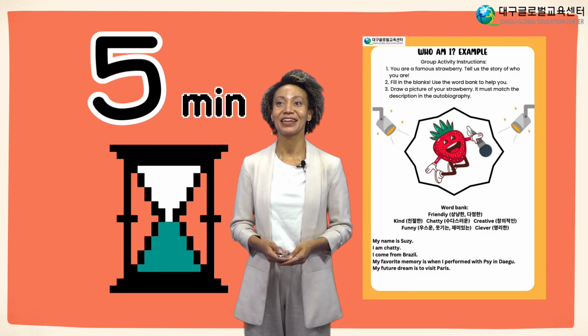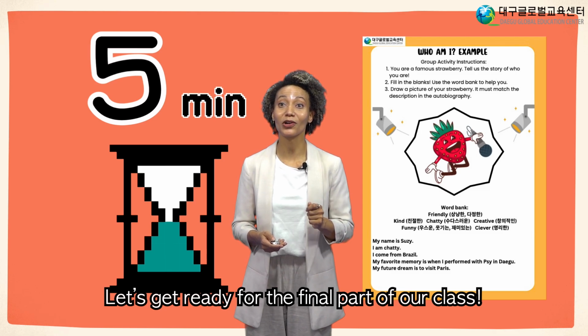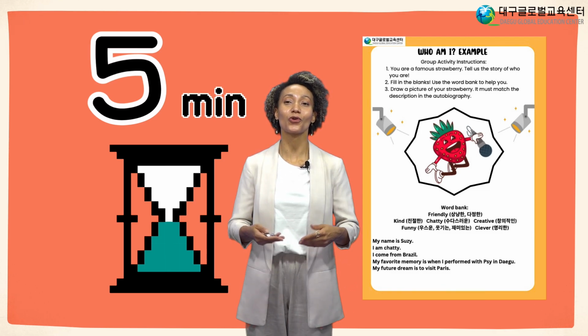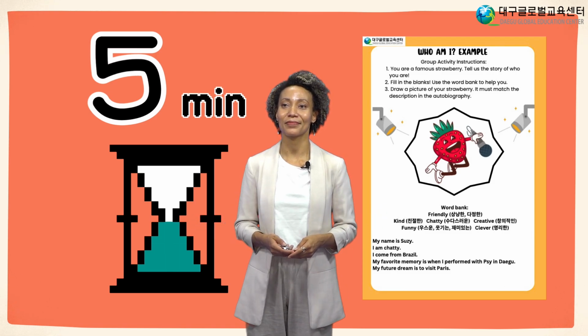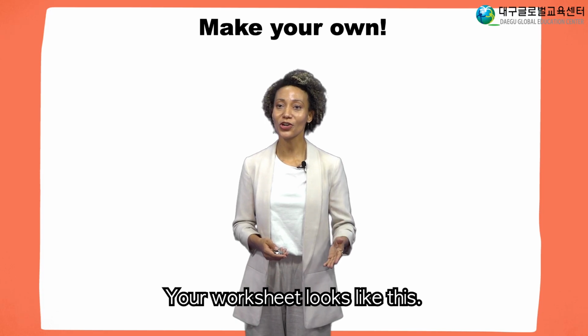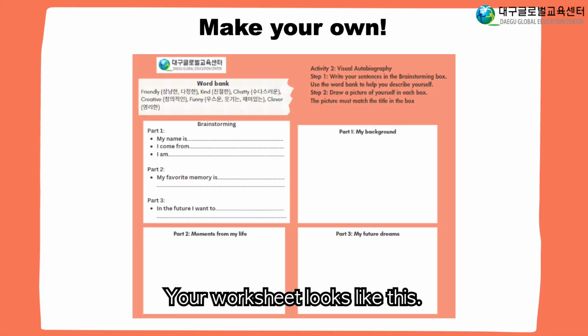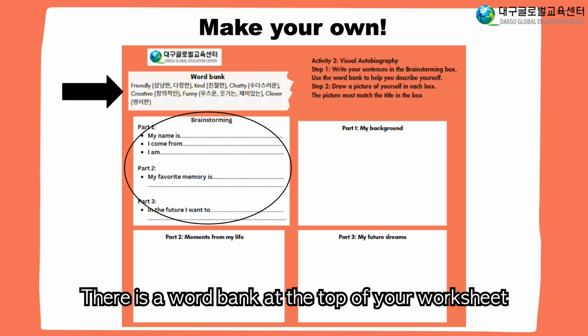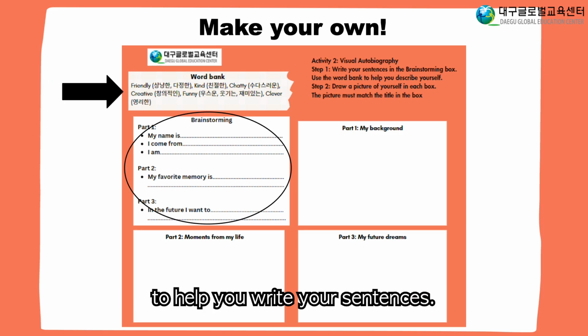Well done. Let's get ready for the final part of our class. Now, you will create your own autobiography. Let's review the structure. Your worksheet looks like this. You must begin with brainstorming. Write your sentences. There is a word bank at the top of your worksheet to help you write your sentences.